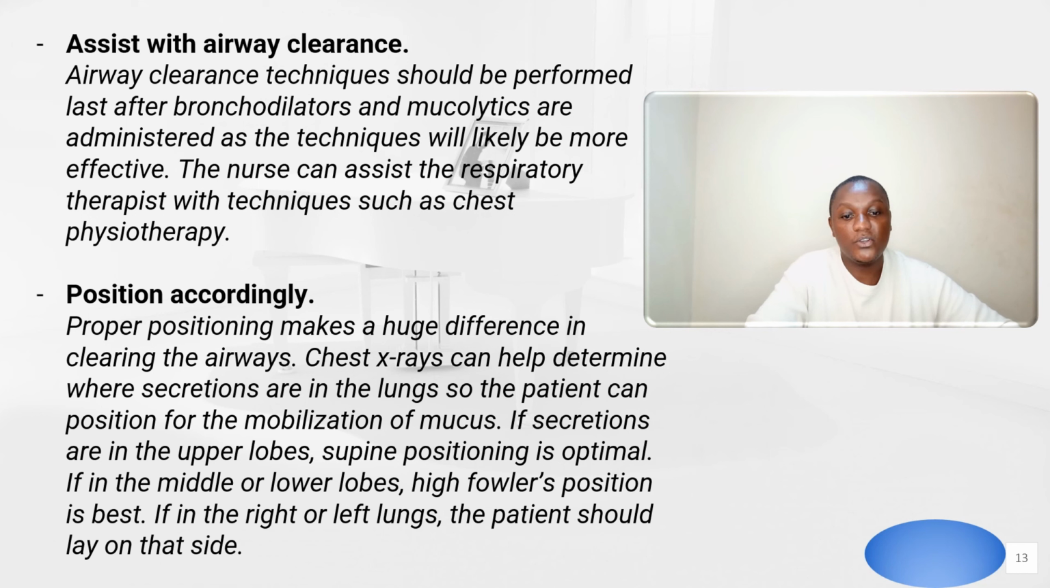The other thing is position accordingly. Proper positioning makes a huge difference in clearing the airways. Chest x-rays can help determine where the secretions are in the lungs, so the patient can be positioned appropriately for the mobilization of mucus. If secretions are in the upper lobes, supine position is optimal. If they are in the middle or lower lobes, do a high Fowler's position, which is best for the management of this condition. And if it is in the right or left lung, the patient should lay on that side.